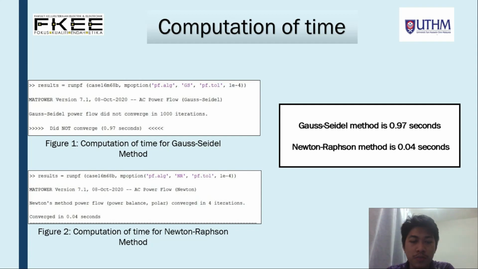Next is the comparison of the computation times. From figure 1, we can see that the computation time for the Gauss-Seidel method is 0.97 seconds. Meanwhile, in figure 2, we can see that the computation time for the Newton-Raphson method is 0.04 seconds, which is much lower than the Gauss-Seidel method. This is because the number of iterations for the Newton-Raphson method is much lower than the Gauss-Seidel method, making the computation time for the Newton-Raphson method much shorter.